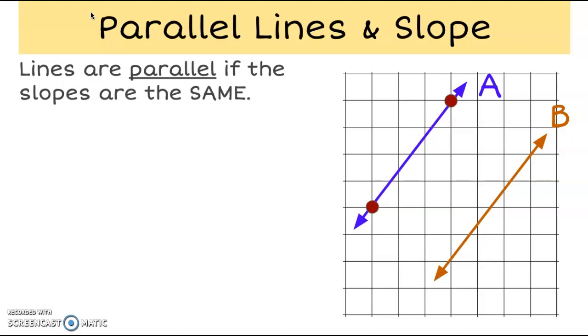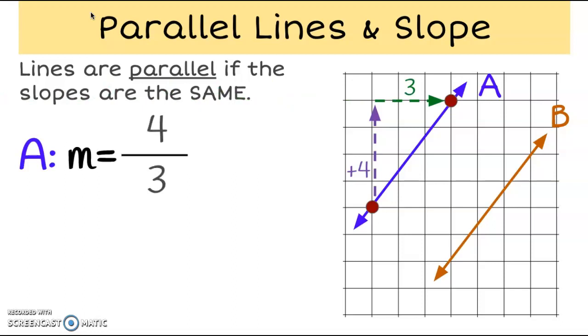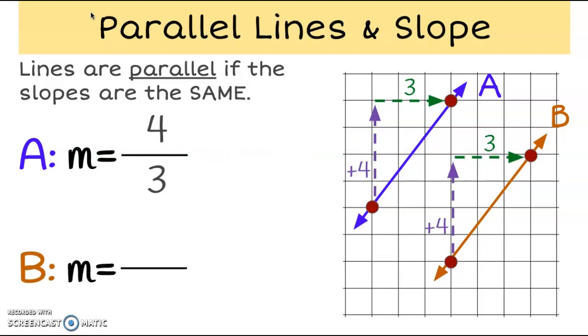Let's find the slope of line A. Starting on the left, our rise is 4 and run is 3. The slope of line A is +4/3. Now we will do the same for line B. Starting on the left, our rise is up +4 and our run is 3. The slope of line B is +4/3.